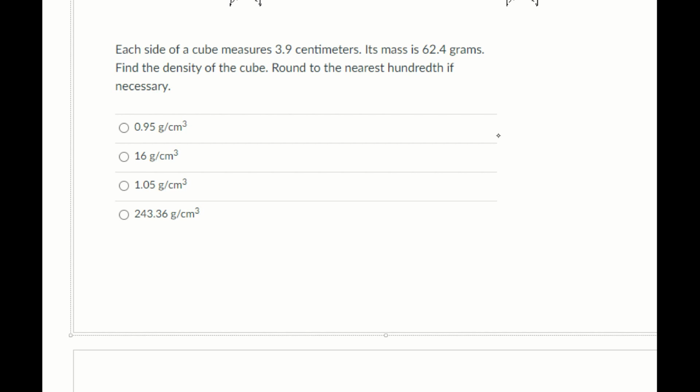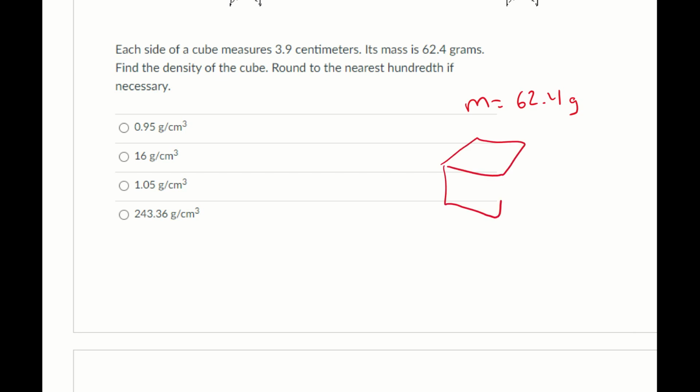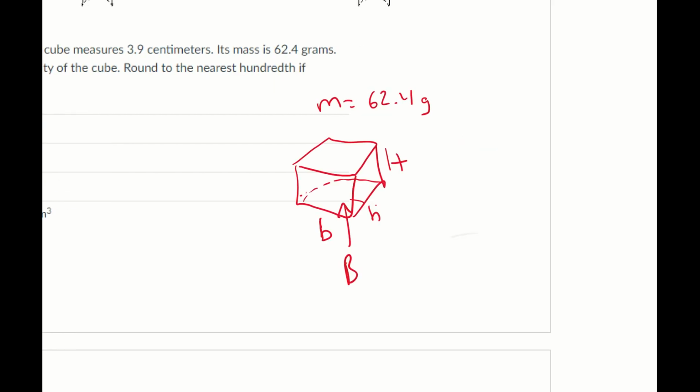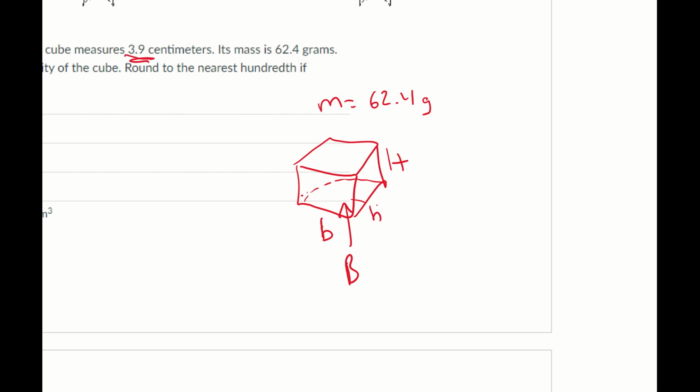All right, so for the next question, each side of a cube measures 3.9 centimeters. Its mass is 62.4 grams. So we know the mass. And we technically know the volume of the cube, because it's going to be length times width times height, right? Or I like to call it just base times height, the base of the bottom times the height of the prism. And so it's just basically 3.9 by 3.9 by 3.9. So the volume of this cube is 3.9 to the third power.